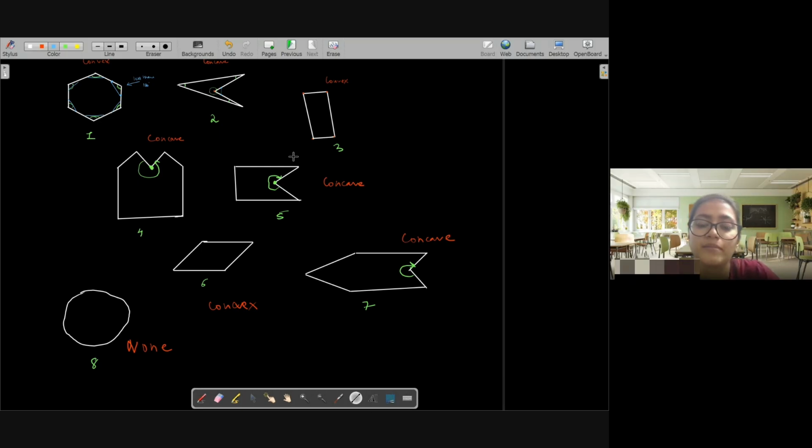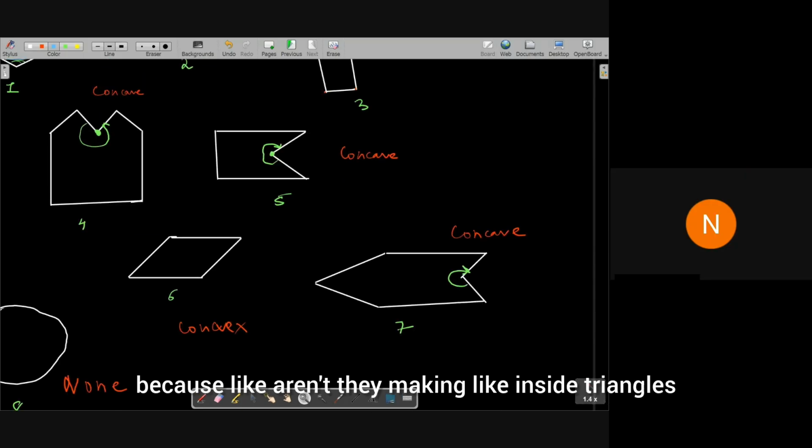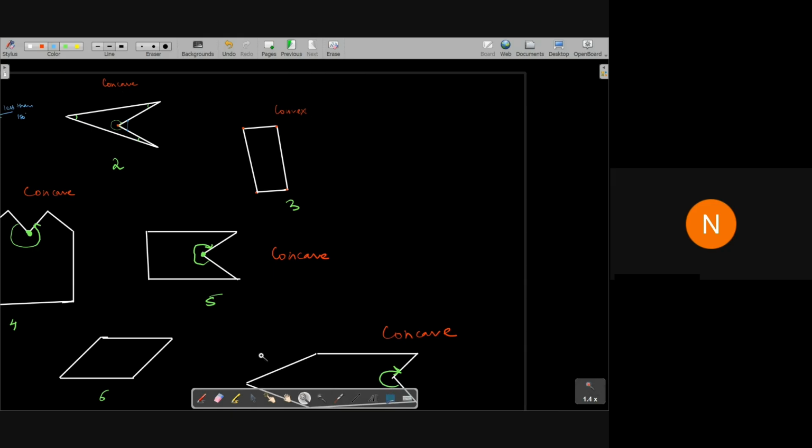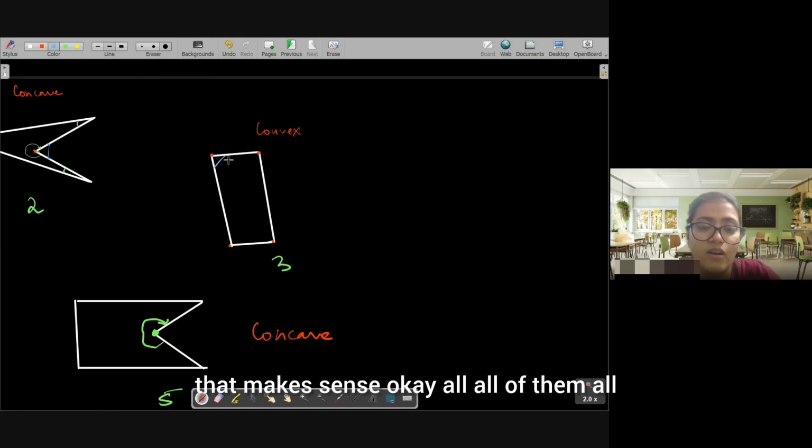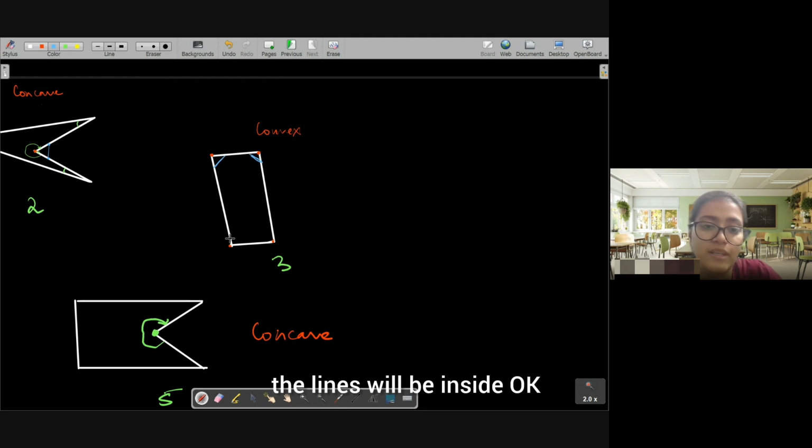Yes, absolutely. But then how is number 3 convex? Because aren't they making inside triangles? So that, oh wait, that's why it is convex. Oh, okay, yeah, that makes sense. Okay, all of them, all the lines will be inside.